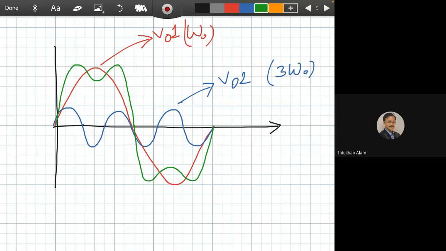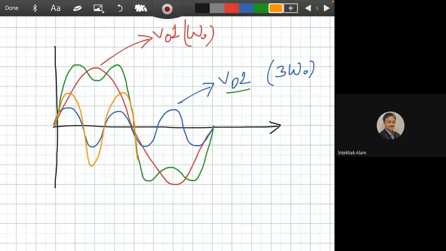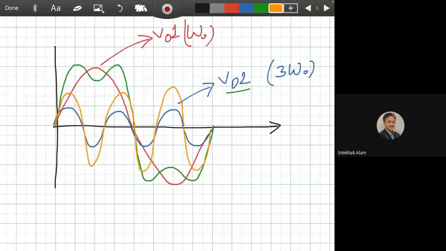So if we make VO1 a little bit larger, like this one, or we make VO2 a little bit larger, what will be the new output? The new output will become like this.